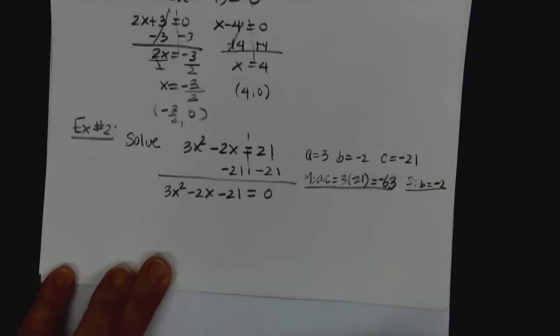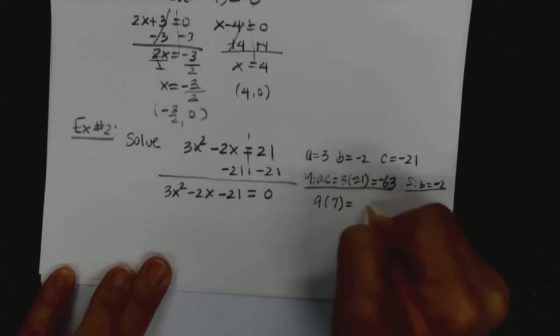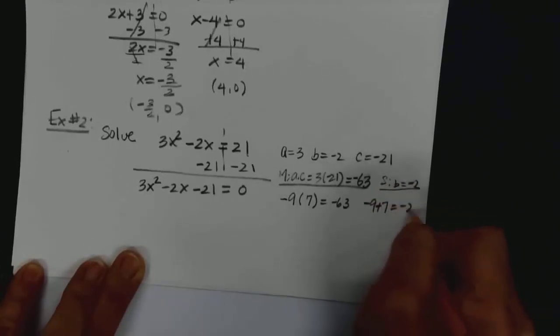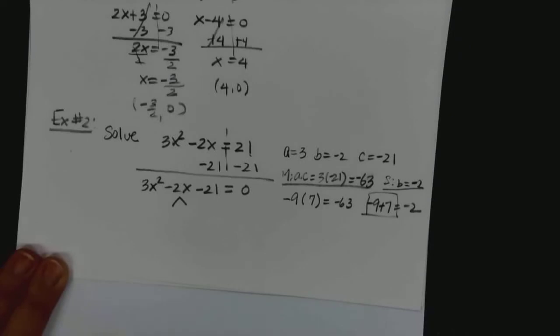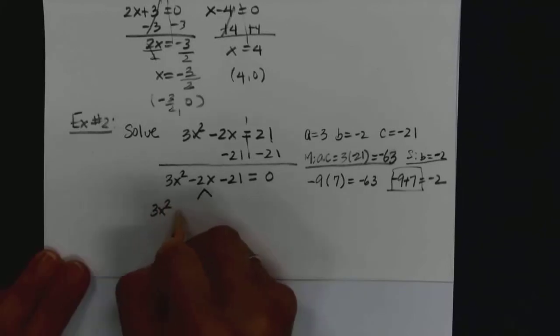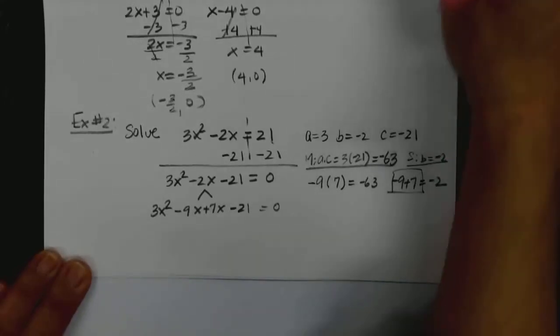What are my factors? What times what is 63? 9 times 7. But I want it to be negative 63. Which one has to be negative so that it would add up to negative 2? Negative 9, because negative 9 plus 7 is negative 2. So those are my factors. Now we come over here and split. This is a quick review of factoring. So 3x squared minus 9x plus 7x minus 21, and that's still equal to 0.